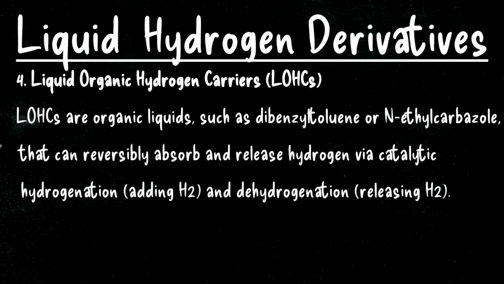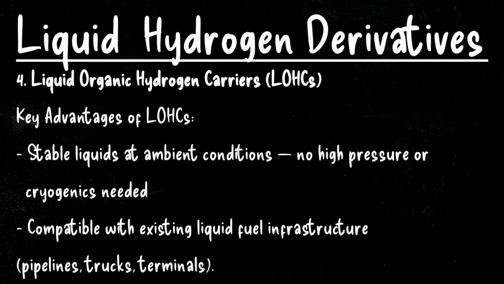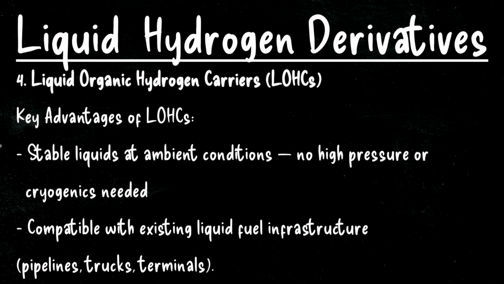Liquid organic hydrogen carriers. These are organic liquids such as dibenzyl toluene that can reversibly absorb and release hydrogen via catalytic hydrogenation, where you add hydrogen, and dehydrogenation, where you release hydrogen. The key advantages of LOHCs are that they are stable liquids at ambient conditions, and so no high pressure or cryogenics are needed. They are compatible with existing liquid fuel infrastructure, so pipelines, trucks, and terminals, and this makes it ideal for hydrogen transport across long distances. There are negligible losses during long-term storage and transport. They are safe and environmentally friendly compared to ammonia and liquid hydrogen.